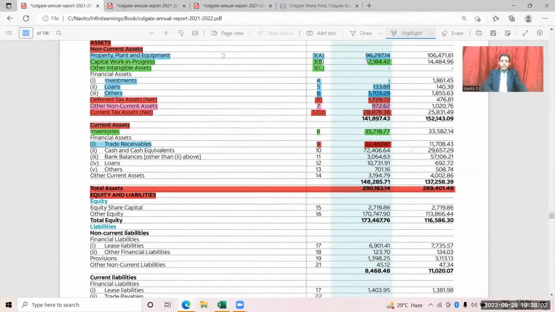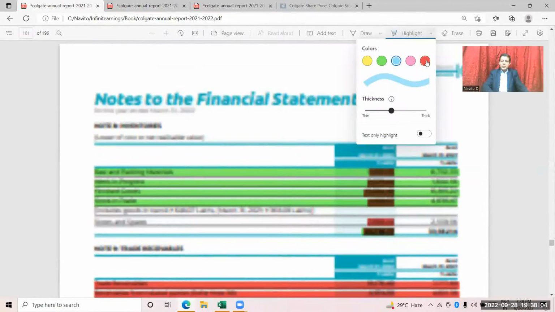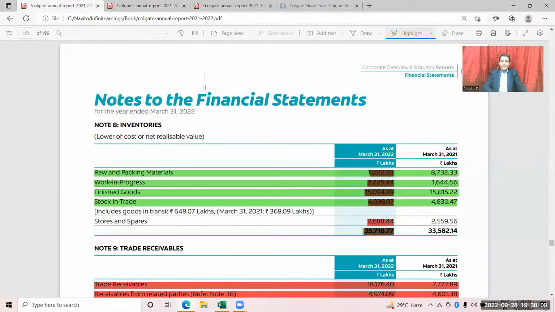Oops, it's picking up a different whatever. Then I will get back to 140. Sorry about that. 40.